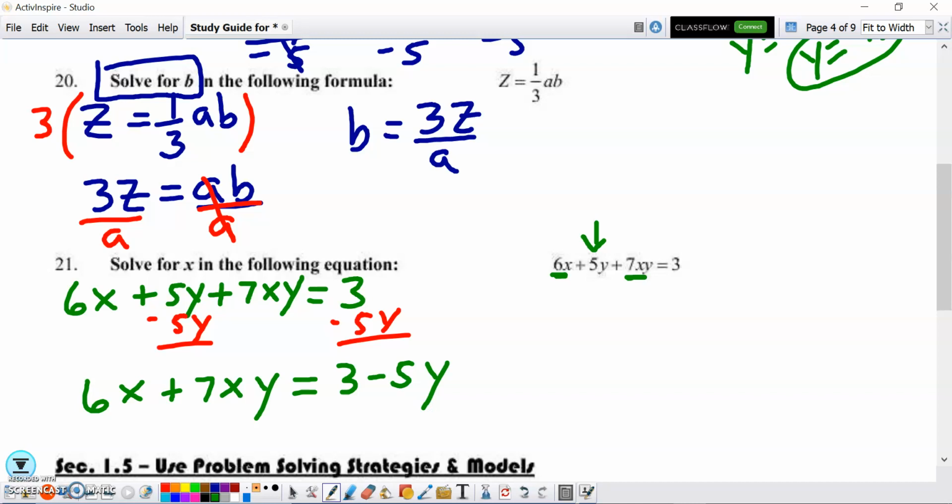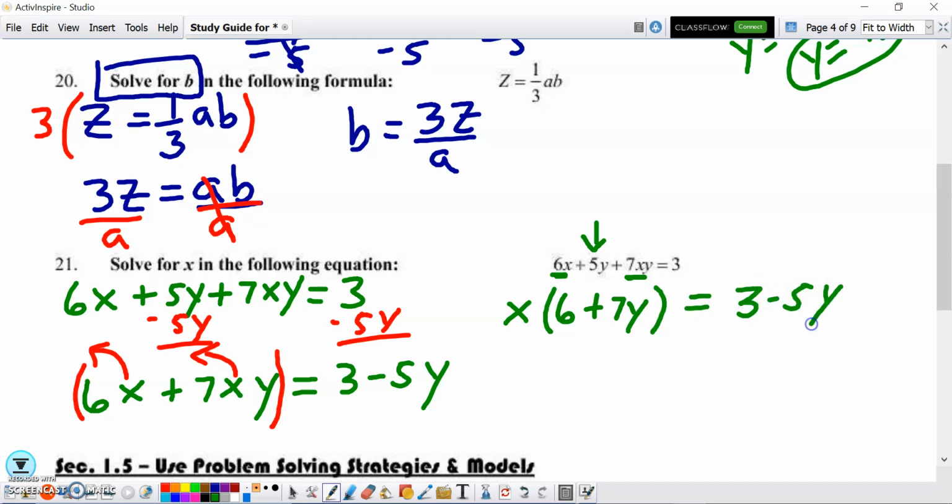All right, now we're going to do the distributive property backwards. Okay, we're going to pull out the x. So when I pull out the x, it will now be in front of the parentheses, and I'm left with 6 plus 7y inside, and that equals 3 minus 5y. Okay, one more step. Again, our goal is to get the x by itself. So now, since this is multiplication, to undo multiplication, we're going to divide both sides by 6 plus 7y.